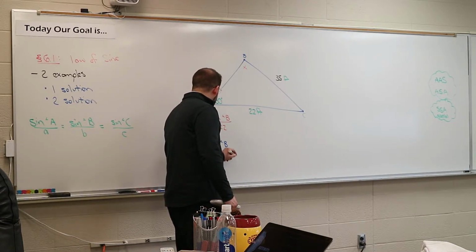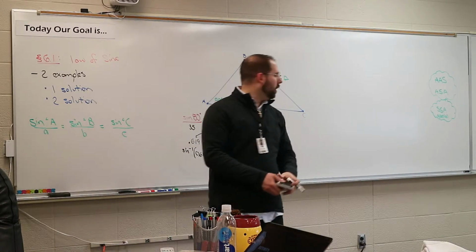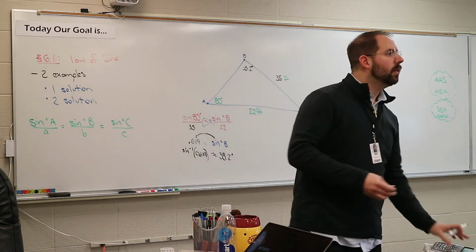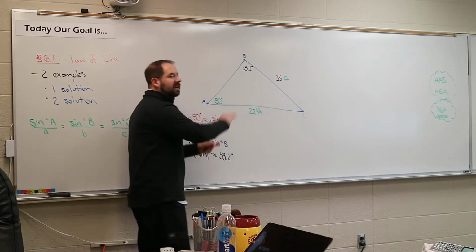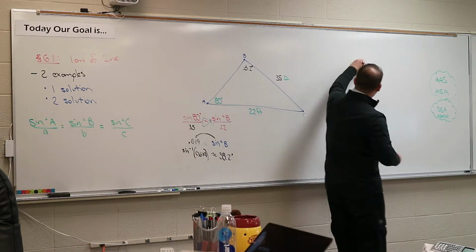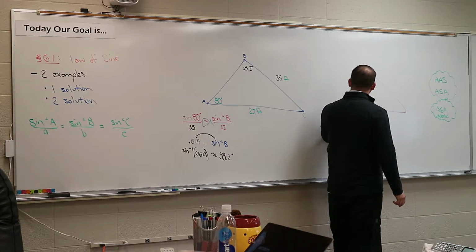38.2 degrees. Okay, so this is 38.2. Now, the thing that I was telling you: how do we know if it has two answers or one? The trick is to see if it has a second triangle. It doesn't in this case, but I want to show you. If it does, here's how you check.